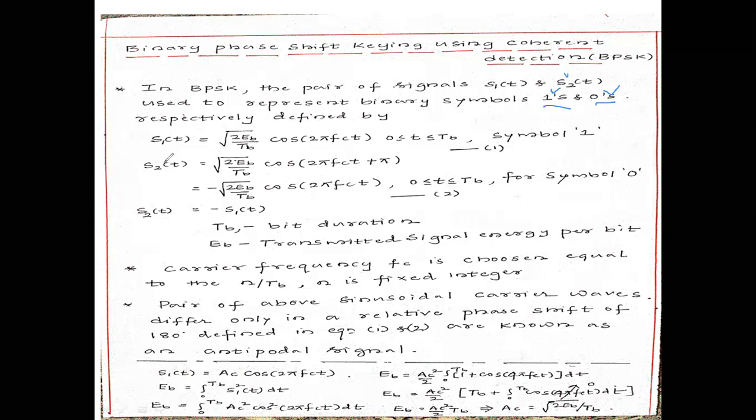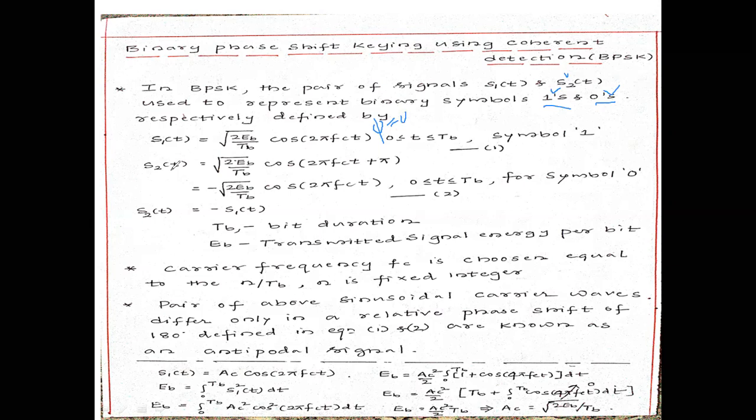And this S1 of t and S2 of t are nothing but the carrier signals with 0 phase shift and 180-degree phase shift, right? And what is that carrier signal? The carrier signal is nothing but Ac cos 2 pi fct, and S1 of t is equal to Ac cos 2 pi fct. So here the phase shift value is how much? The value is 0, right?